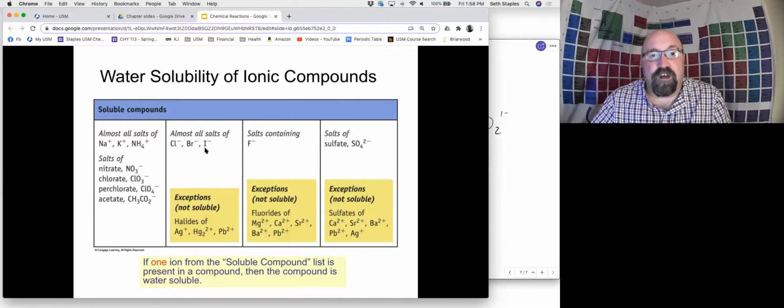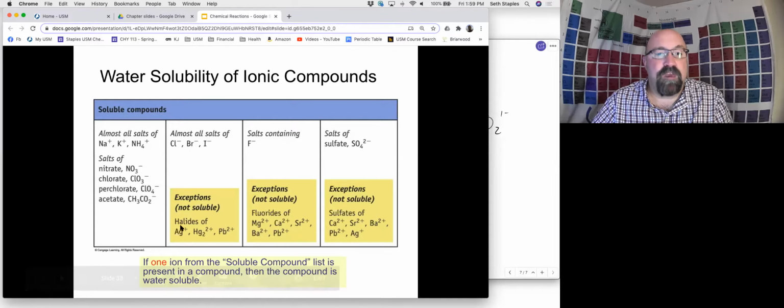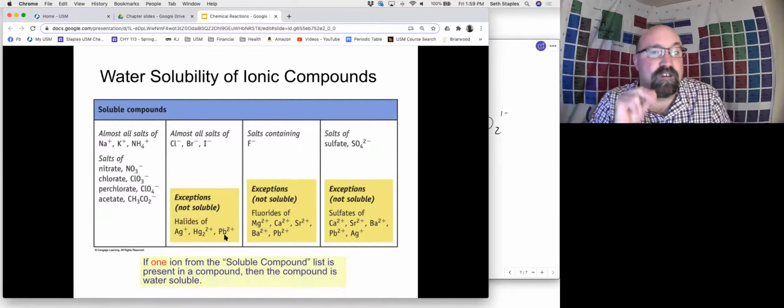Almost all salts of the larger halogens, chloride, bromide, and iodide, regardless of what the positive ion is, salts containing these ions will be soluble. Now we have some exceptions thrown in there, though. If our anion is chloride, bromide, or iodide, and our cation is silver, mercury with a 2+, or lead with a 2+, those are exceptions that are not soluble.